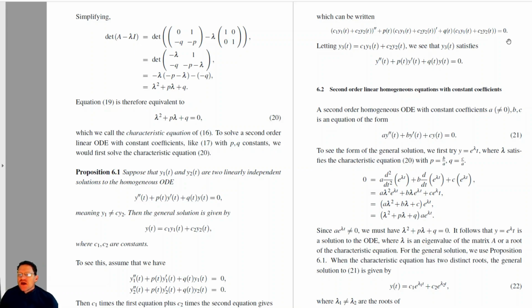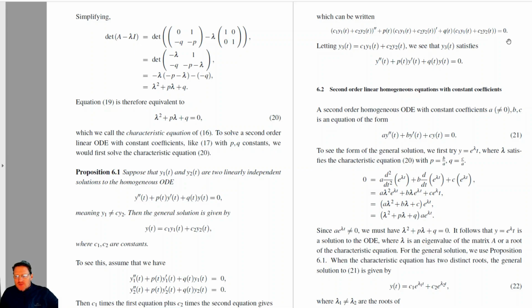So when we do that, y3 satisfies the same second order differential equation, so that we see why this is true. If we have two linearly independent solutions to the homogeneous ODE, then the general solution is the linear combination of the two. All right, let's move on to section 6.2.